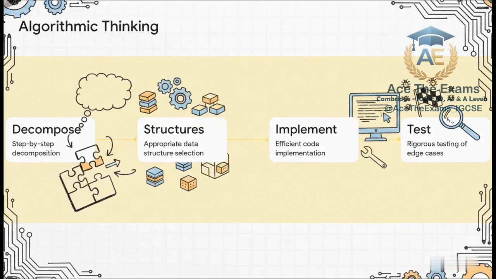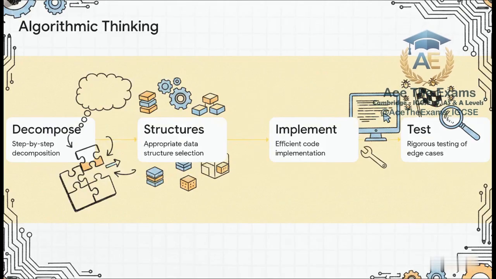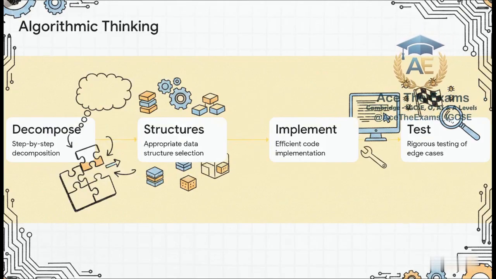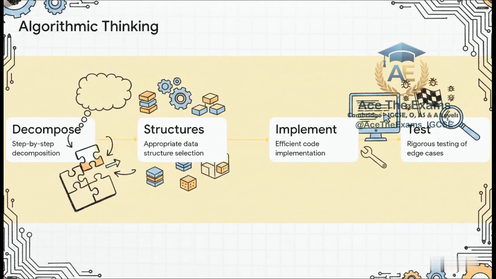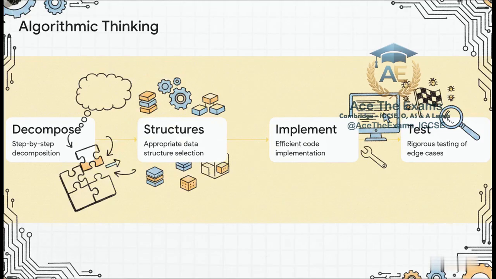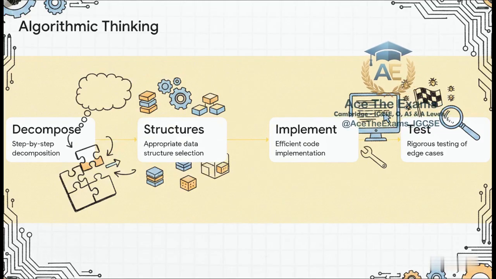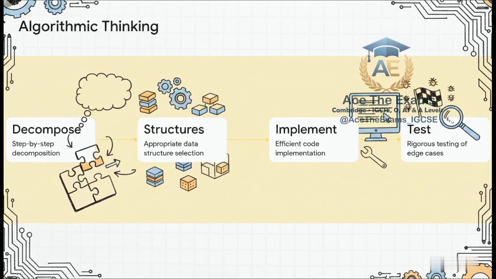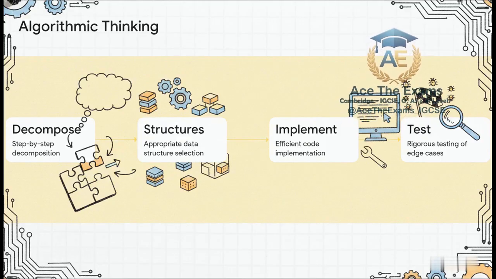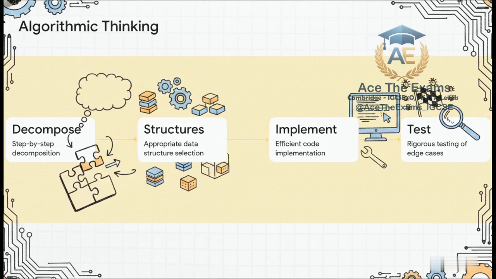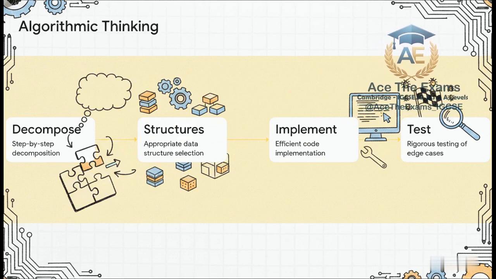Now, if the question involves practical algorithmic thinking, maybe you have to actually manipulate strings encoded in different character sets, the steps shift slightly. You need: 1. Step-by-step decomposition of the problem, 2. Appropriate data structure selection, 3. Efficient code implementation, and 4. Rigorous testing. Following this exact 4-step progression proves to the examiner that you don't just know the theory, but you can actually engineer a solution.